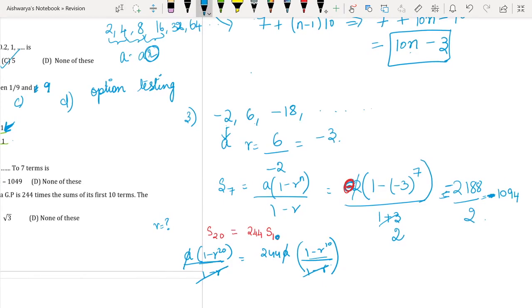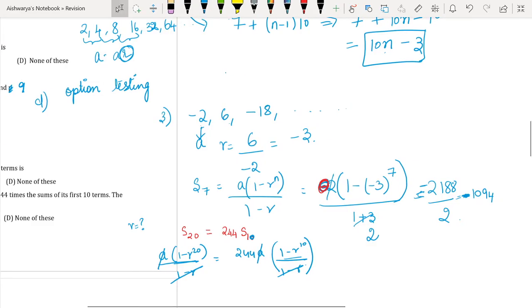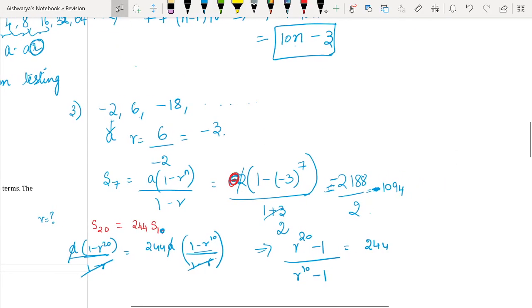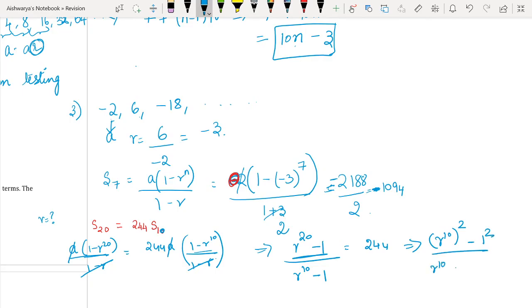You can use 1 minus R, or you can use R minus 1 also. Either way it is okay, it will be the same, because now I can even rewrite this as R power 20 minus 1 is equal to 244 divided by this, I can bring it to the denominator, R power 10 minus 1. So in the next step, I can rewrite this as R power 10 the whole square minus 1 square divided by R power 10 minus 1.